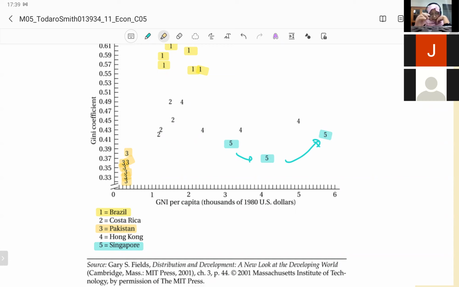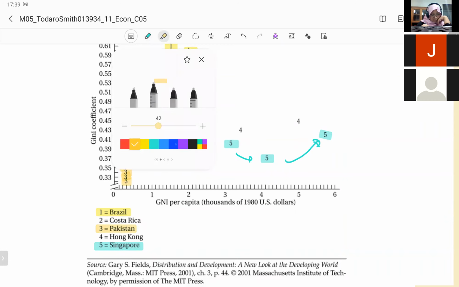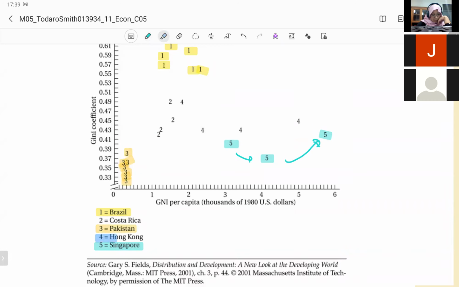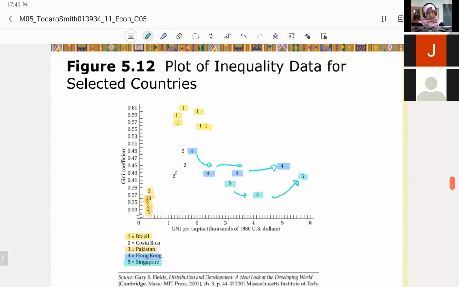Let's take a look at Hong Kong. Let's put blue in Hong Kong. So Hong Kong starts here with the high Gini coefficient, and then as they grow, their Gini coefficient goes down. Okay, so Hong Kong is a good example for the inverted U Kuznets curve. Okay, so this is the plot of inequality data from selected countries.